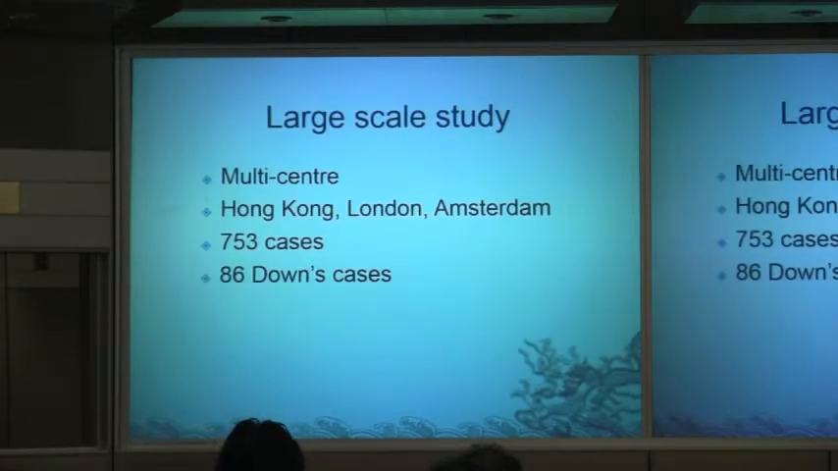So what we did is we collaborated with 8 hospitals in Hong Kong, 1 in London, and 1 in Amsterdam. So in total, we analyzed 753 cases, in which 86 of them have Down syndrome. And this is quite a major effort because 1 in every 700 pregnancies has Down syndrome. So imagine to get 86, you literally have to screen thousands, tens of thousands of cases. And in the end, this is the result.